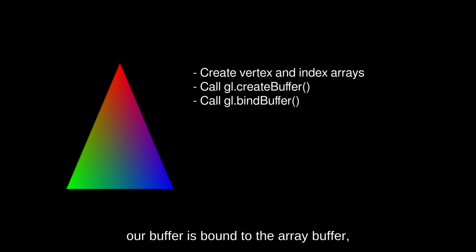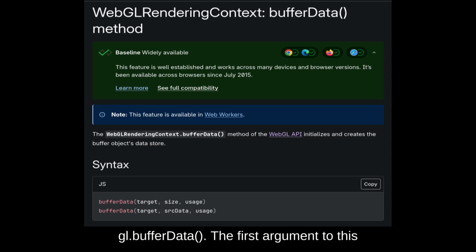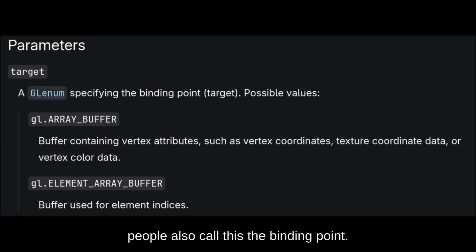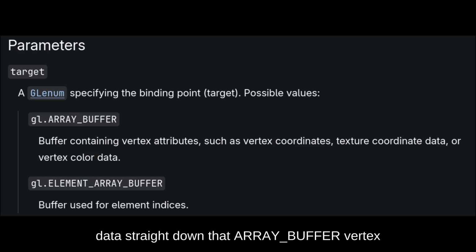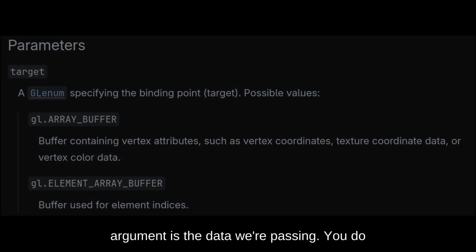Now that our buffer is bound to the array buffer, we're finally going to pass the vertex data to the GPU with a function called gl.bufferData. The first argument to this function is the target, just like the first argument to gl.bindBuffer. As a reminder, that's gl.ARRAY_BUFFER. Sometimes people also call this the binding point. With this, we're telling WebGL to pour the data straight down that array buffer vertex funnel into the buffer we've bound there with gl.bindBuffer. The second argument is the data we're passing.